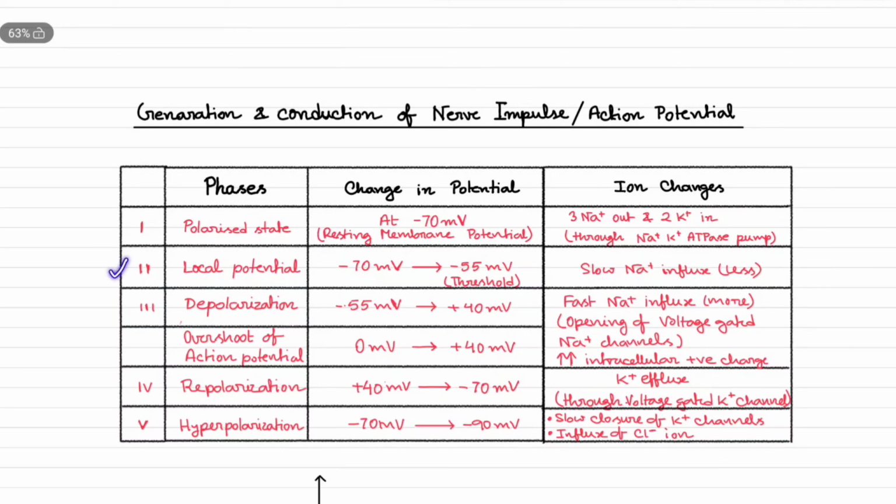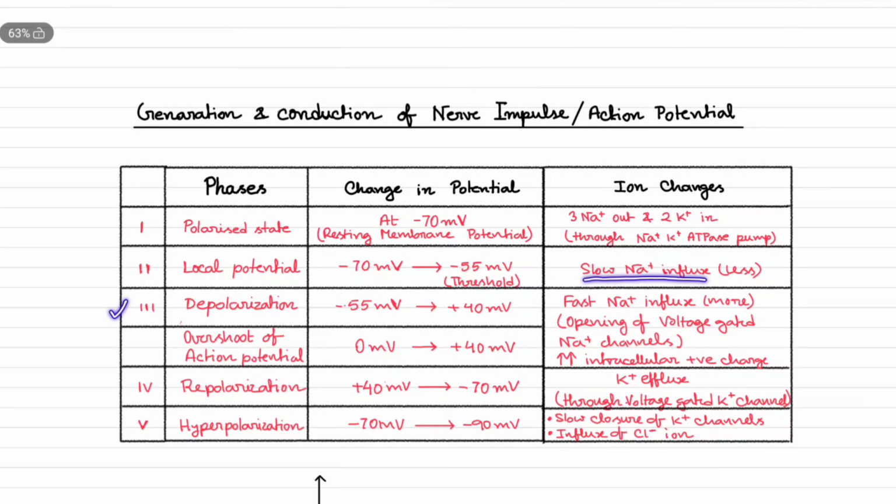Then comes the local potential. It is the phase after the stimulus is given. In this phase, the potential increases from minus 70 millivolt up to minus 55 millivolt. This minus 55 millivolt is also called the threshold potential. In this local potential phase, slow influx of sodium occurs.